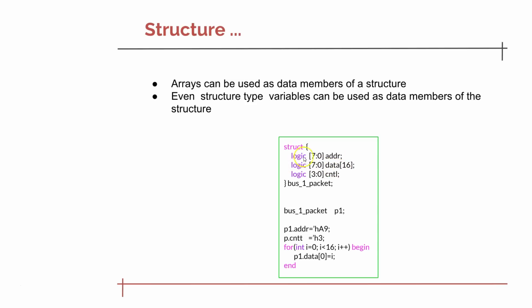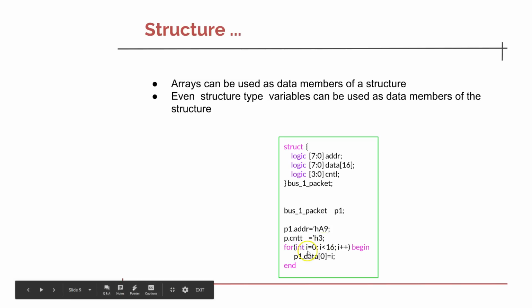Address is just a logic [7:0] type variable, and control is just a logic [3:0] type variable. After defining this structure type, remember along with the typedef keyword, you will be able to define individual structure type variables like bus1_packet p1. So p1 is of type bus1_packet, and as you have seen earlier, you will be able to access the individual data members like p1.addr and p1.control and so on.